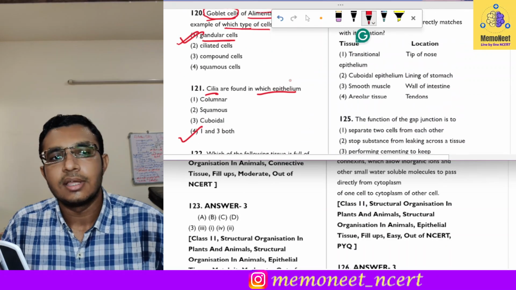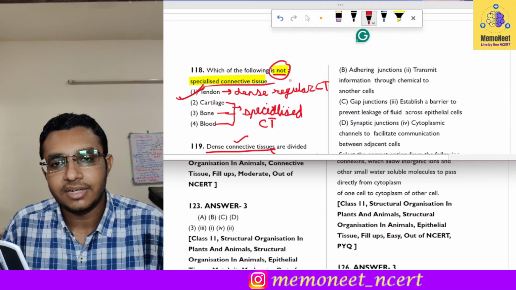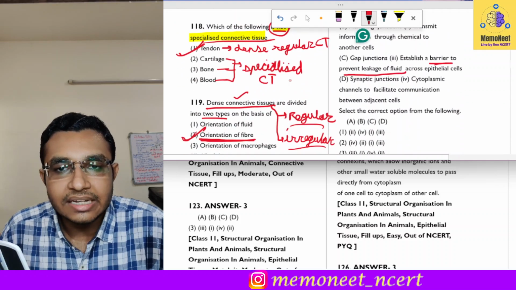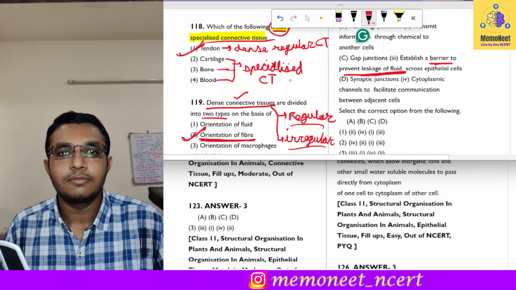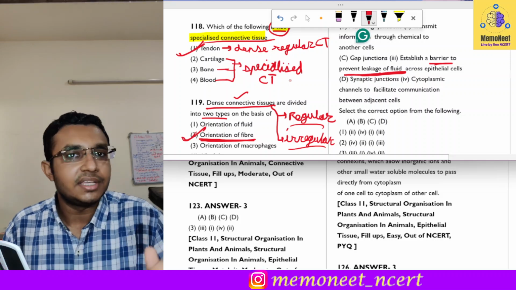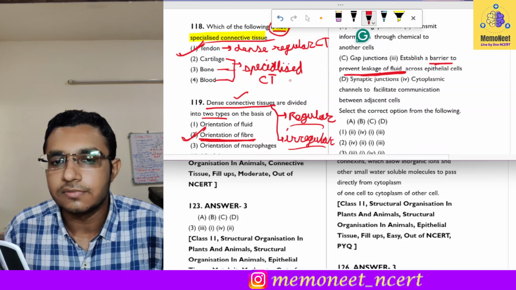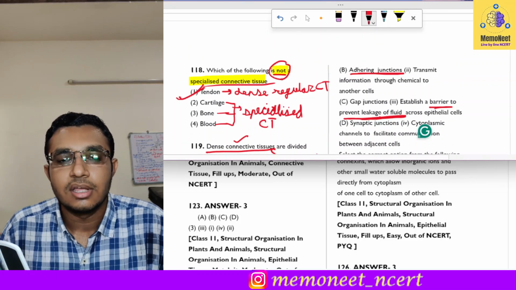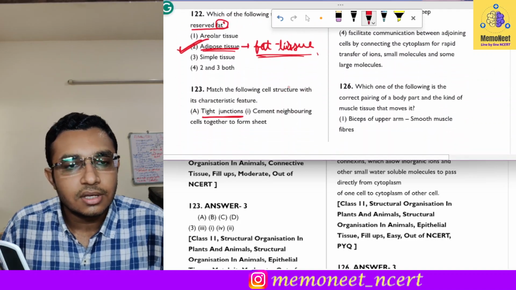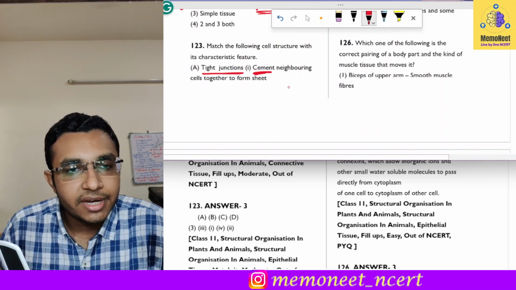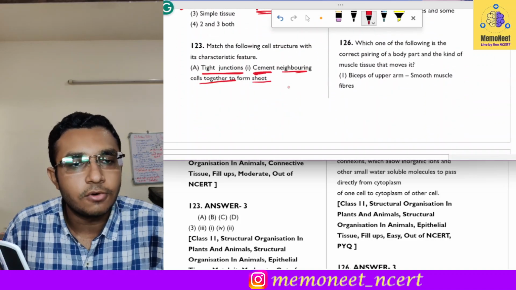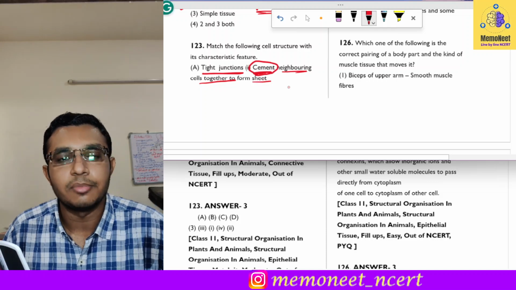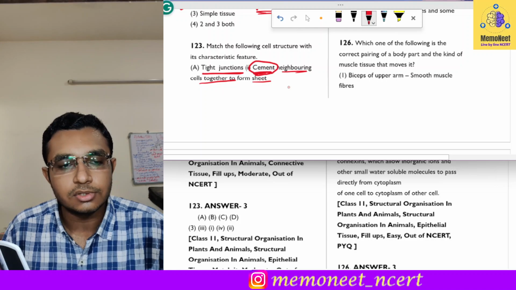Now see, the characteristic of tight junction is that they establish a barrier to prevent the leakage of fluid. So the function of tight junction is that they prevent the leakage of fluid. So A goes with 3. The next is option B, that is adhering junctions. Now see, what do the adhering junctions do? They cement the neighboring cells together to form a sheet. So the function of adhering junction is cementing the neighboring cells. So B goes with 1.